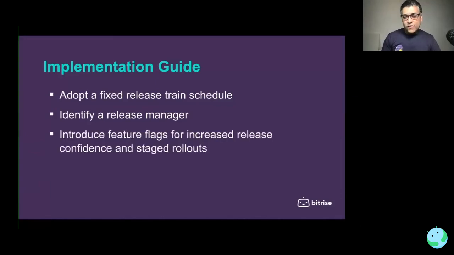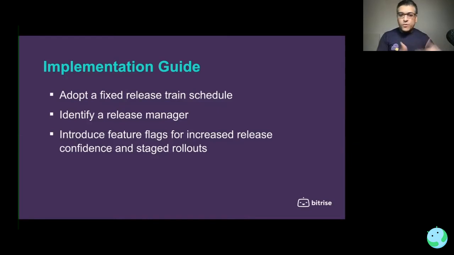Introduce feature flags for increasing release confidence and staged rollouts. So we can agree about that. We will deploy our features behind feature flags, just as a backup or to be on the safe side. Once we have a problem in one feature, even after we tested it, maybe we have something special in production or any app crashes happened, we can just disable this feature and it will not be displayed anymore for our customers.